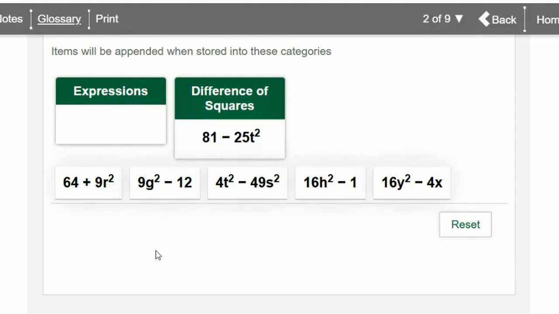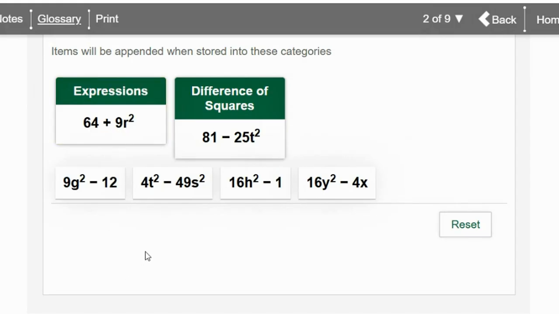9r squared. Isn't that 3r? See, Olivia's got it. It is 3r times 3r, but this is not a difference. This is a sum of squares. When you add things together, you get a sum. So this is a sum of squares, not a difference of squares. So these are both perfect squares, but we're not subtracting. Good eye there, you guys. You guys were not going to be fooled by that.